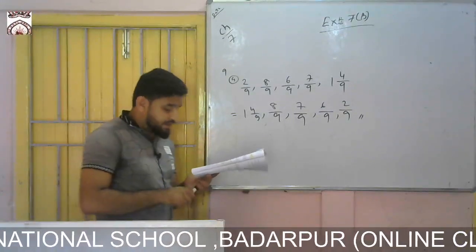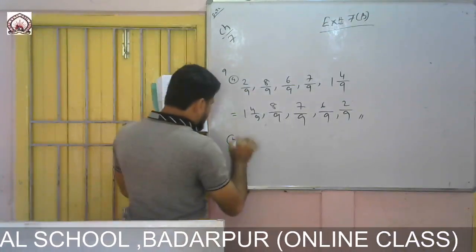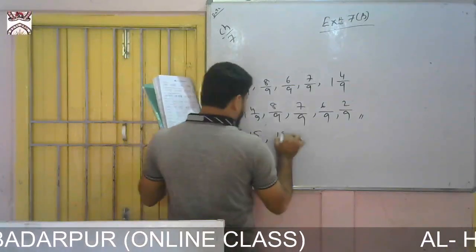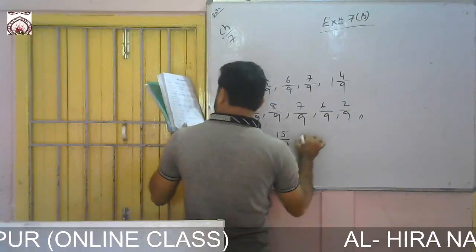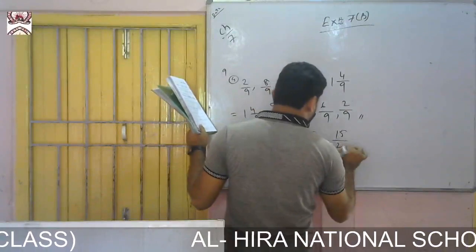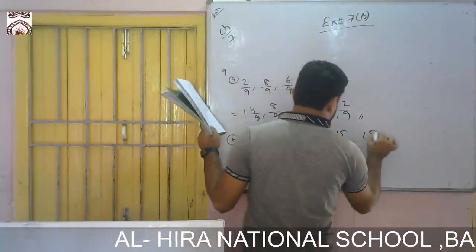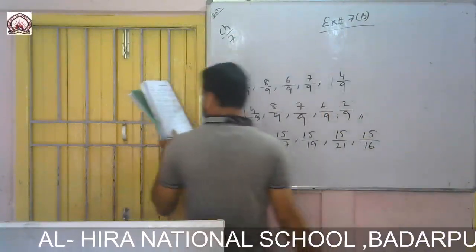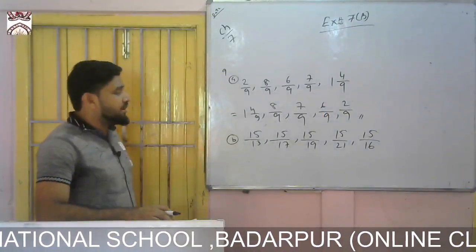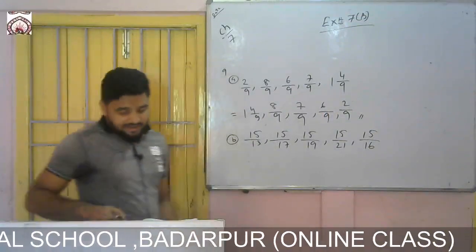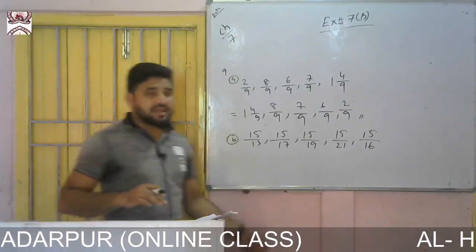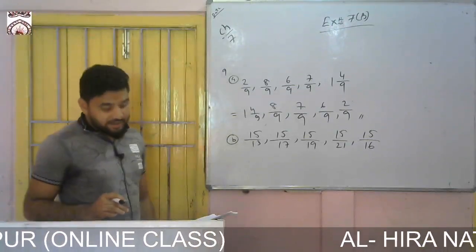Now come to question number B. So question number B, what is there? 15 by 13, 15 by 17, 15 by 19, 15 by 21, 15 by 16. These things we know: whenever all the numerators are the same, then the fraction which has the least denominator is the greater one.